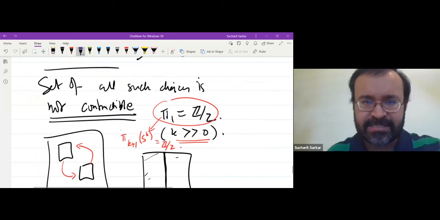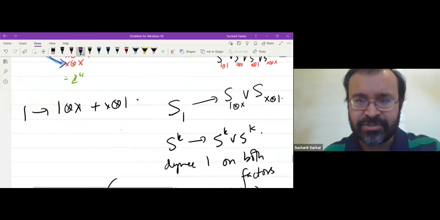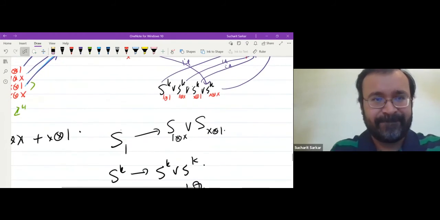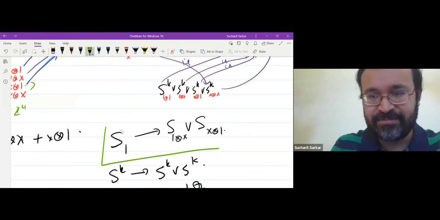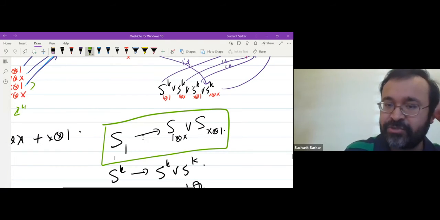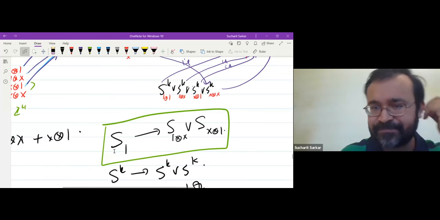So I want to construct this map. I really want to construct this map. This would correspond to choosing two sub boxes inside a big box.